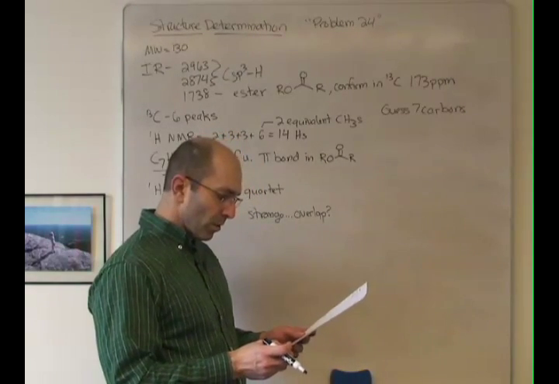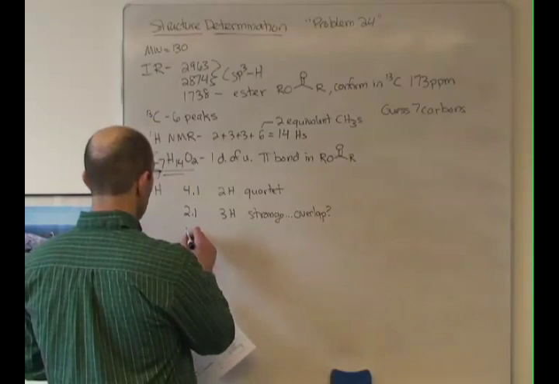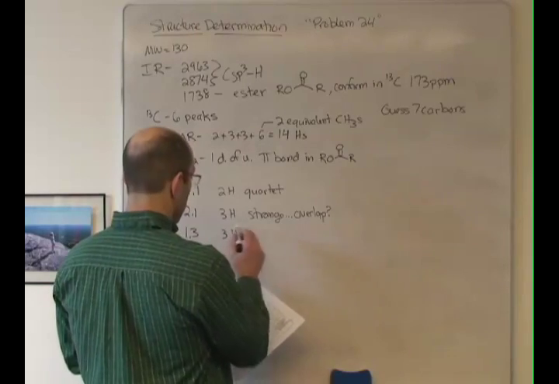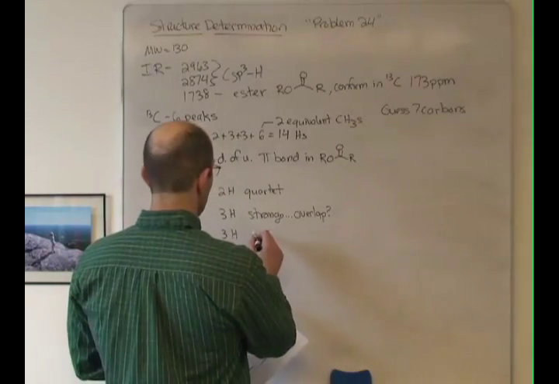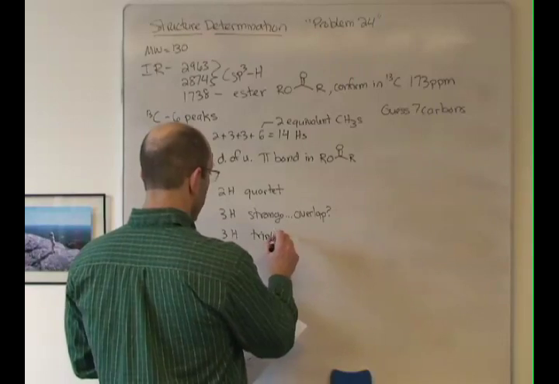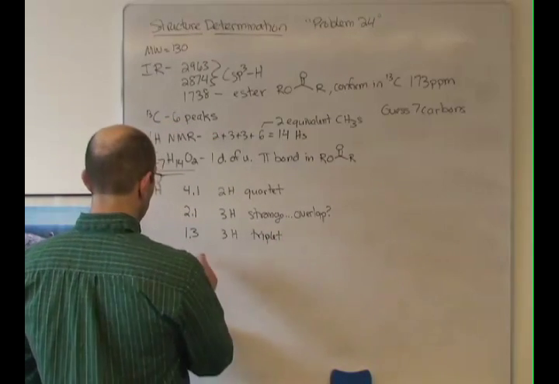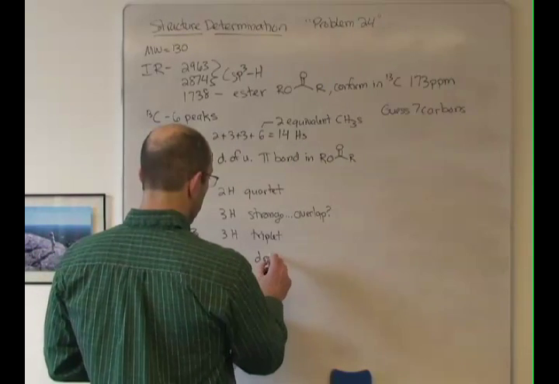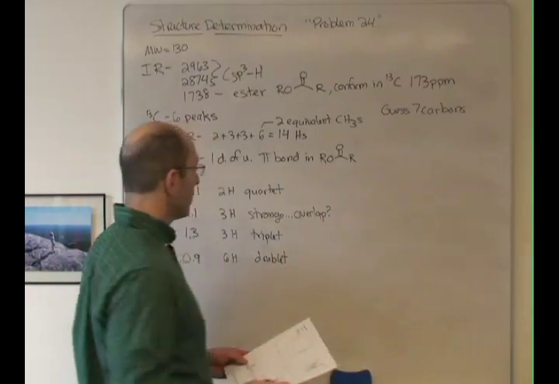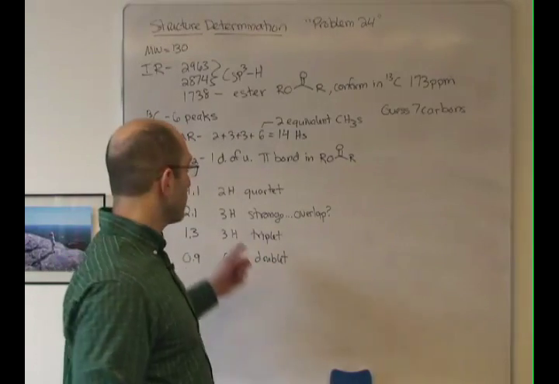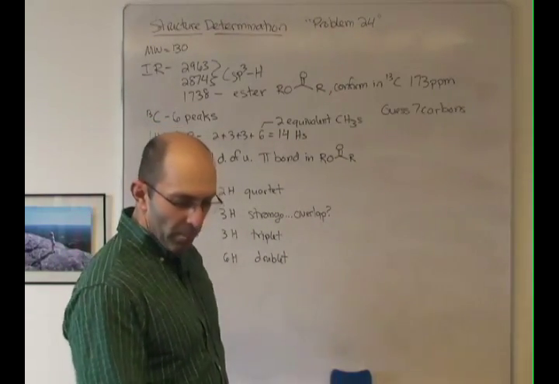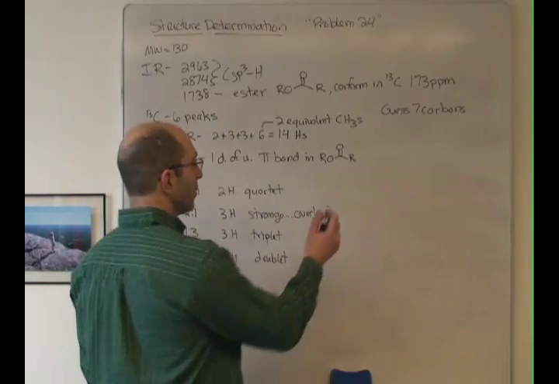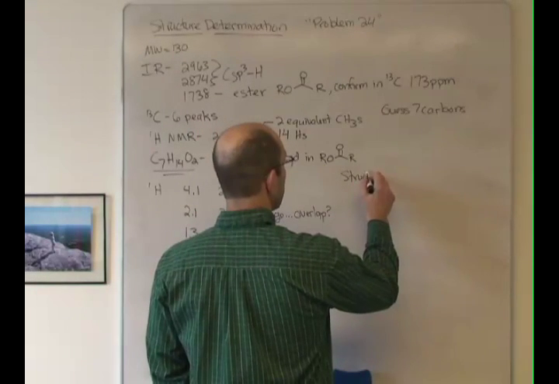All right, let's move on. So there's a peak at 1.3. That peak integrates to 3H, and it's a triplet. And then we have a peak at 0.9, 6H, and it's a doublet. All right, and what I would say is initially, let's just ignore that strange-looking peak that perhaps is from overlap, and let's interpret the other peaks so we can figure out what's going on here. All right, so let's work on our structural fragment.